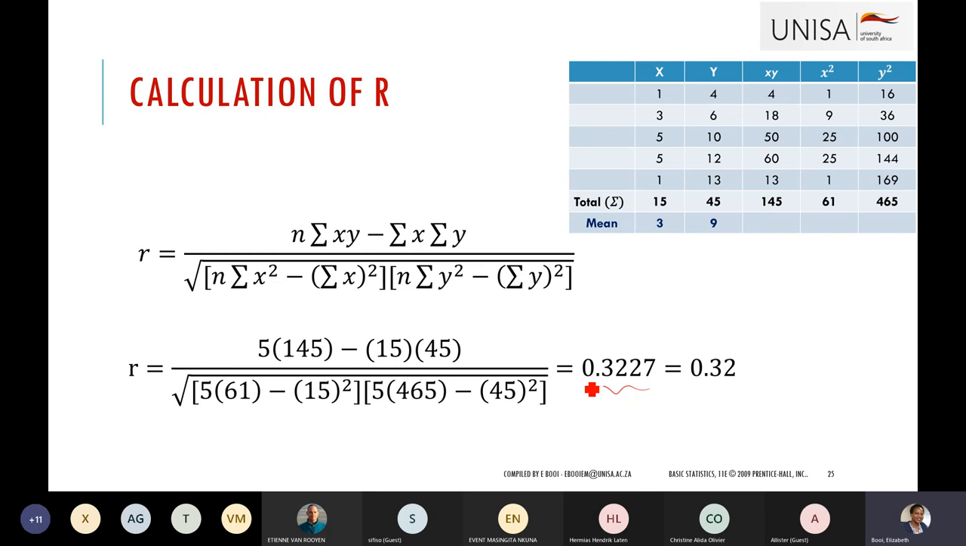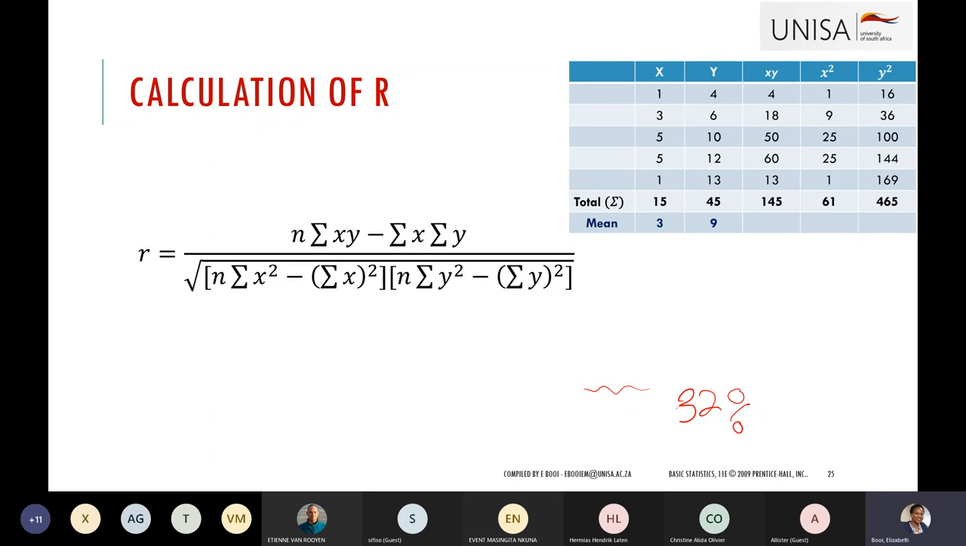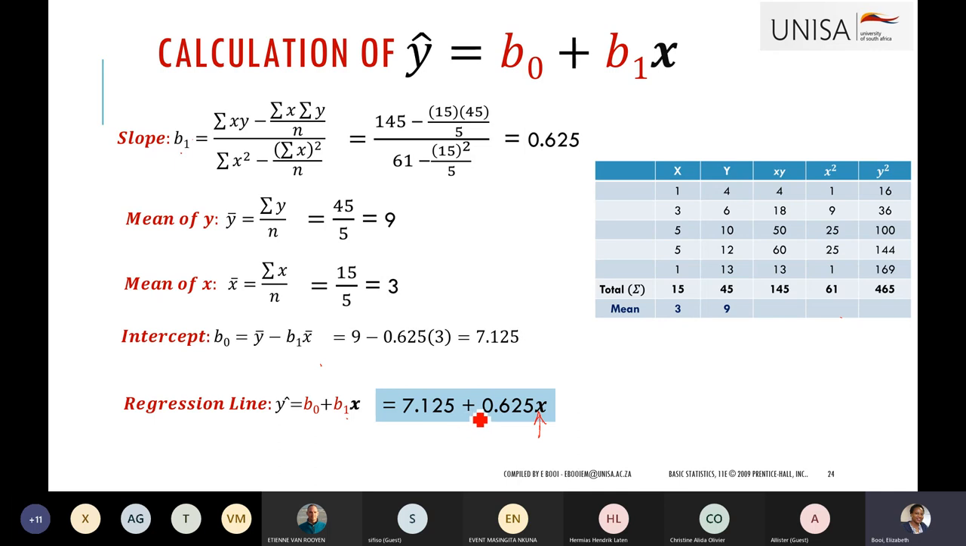When you solve this, you get the value of 0.3227, which is exactly the same as what we got when we used the Excel sheet. And the answer is 0.32, or 32%. If we want to interpret this, is it a weak or a strong relationship? It's a positive weak relationship, mainly because of that one outlier. The slope is positive, so it tells me there is a positive relationship between the supervisor score and the aptitude test score.